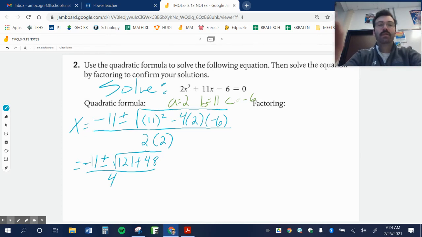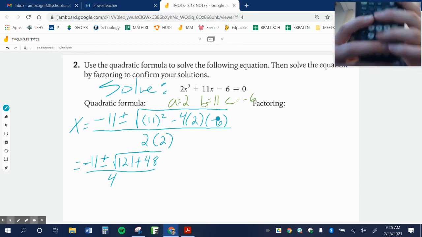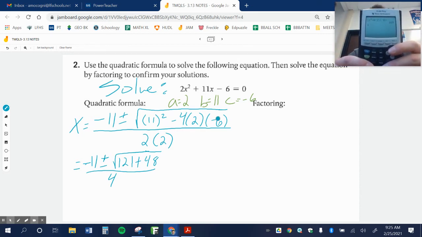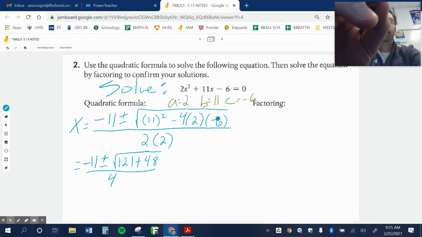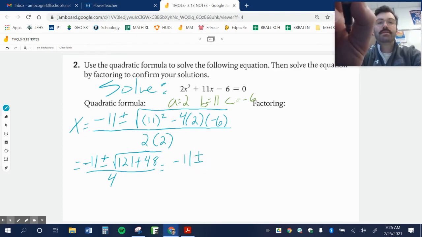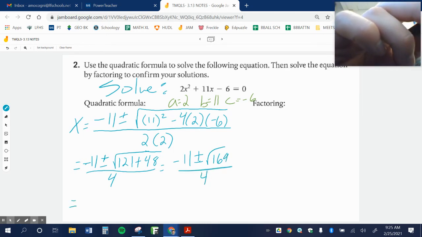Okay. Now, I can plug this part into my calculator, just this part that's underneath the square root. You can do it in Desmos as well. That's fine. That'll tell you what goes underneath here. That'll tell me that it's negative 11 plus or minus the square root of 169. What is the square root of 169? That is 13.